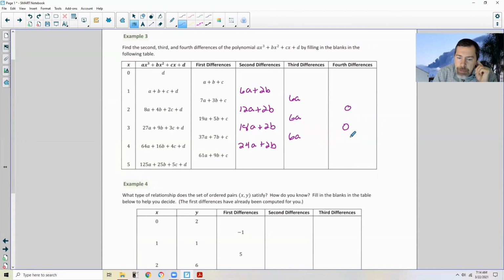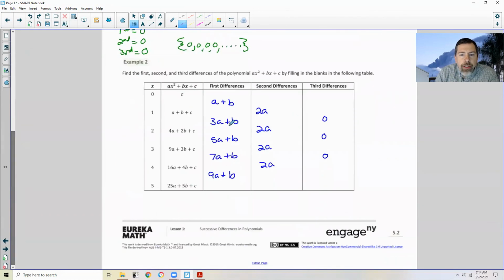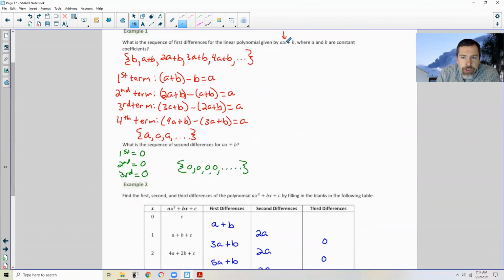Okay, so I'm seeing a pattern here. Let's go back and take a look. So first we started off with a linear function, ax plus b. So that is of degree 1, if you will, ax to the first plus b. So whenever you have a polynomial of degree 1, then the number of differences 1 more than the degree will be 0. So degree 1, second difference, 0.